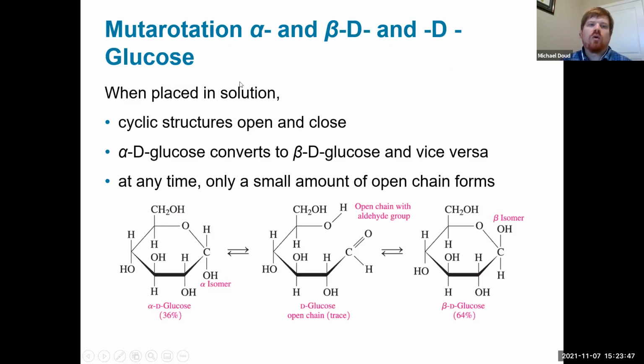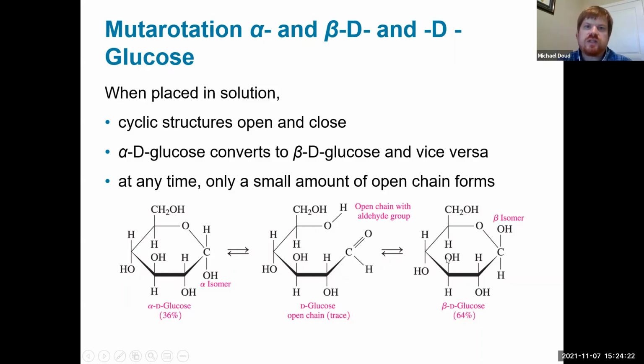Okay, so when you put glucose in a solution, the cyclic structures have the chance to open and close. Now, they don't open and close often, but because they can, if they're in solution long enough, eventually they will. And so the alpha isomer will rotate and turn into the beta isomer, and vice versa. So this is basically an equilibrium process. And at the end of it, you end up with about 36% concentration of the alpha version of glucose and 64% of the beta version of glucose.